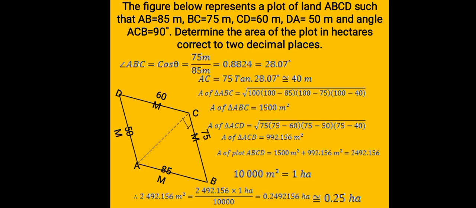Now, having gotten the area of the whole plot, we convert it into hectares because we have gotten the area in meters squared. We know 10,000 meters squared is equal to 1 hectare. What about the 2,492.156 meters squared we have found to be the area of the plot? If we let, we get that the plot is 0.25 hectares.